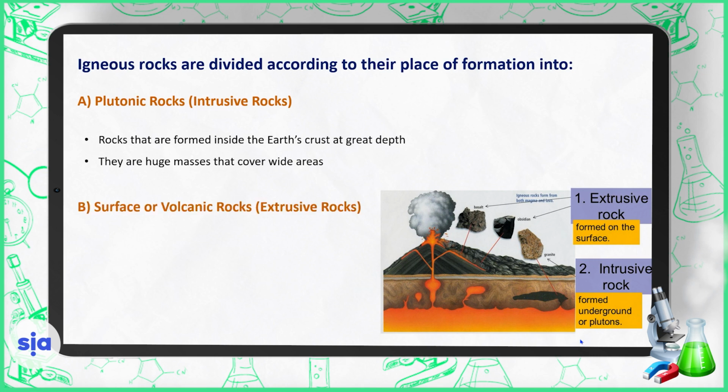The second type is the surface or volcanic rocks, in other words, extrusive rocks. Rocks that are formed above the earth's surface. They are formed from the flow of lava. Simply, we can say that plutonic rocks come from the magma and surface or volcanic rocks come from lava.